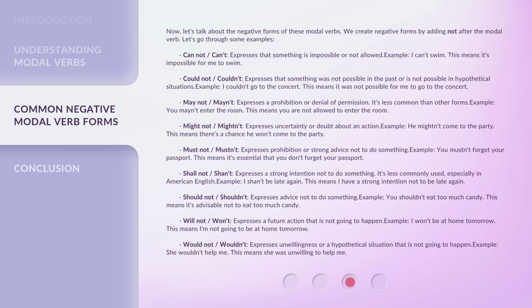Must not, mustn't, expresses prohibition or strong advice not to do something. Example: you mustn't forget your passport. This means it's essential that you don't forget your passport.